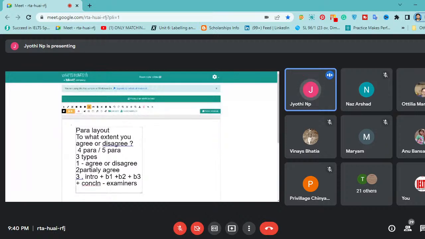Or another way: say for example you agree, then both the body paragraphs you can either totally agree or totally disagree. You can write this also. It's acceptable, but the examiner's preference is a 5-paragraph layout, where the first and the last are the introduction and conclusion and the other 3 are body paragraphs.